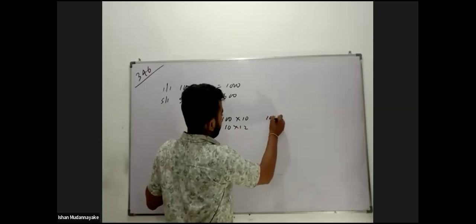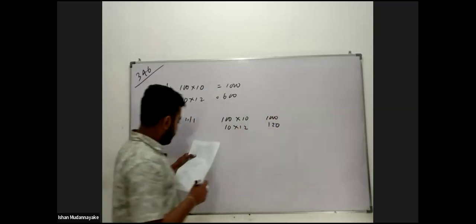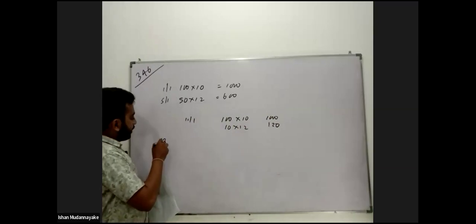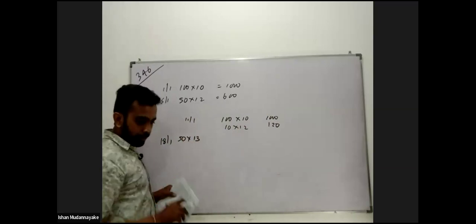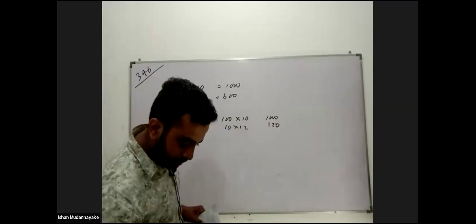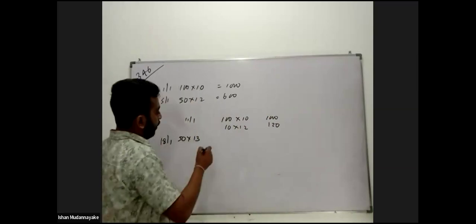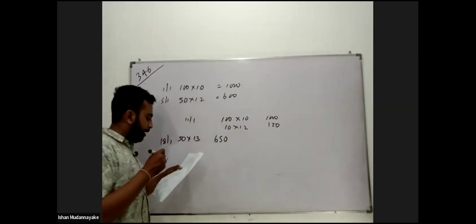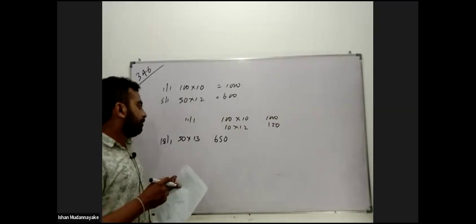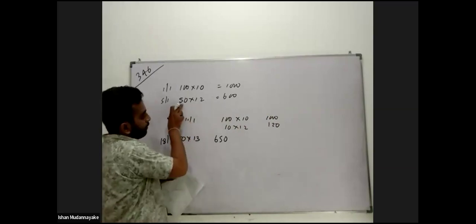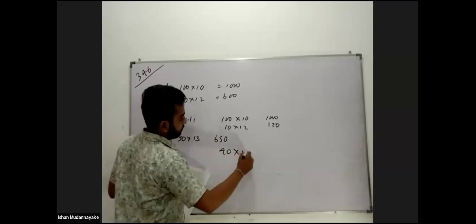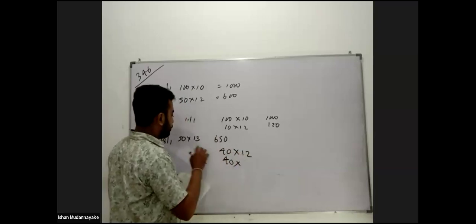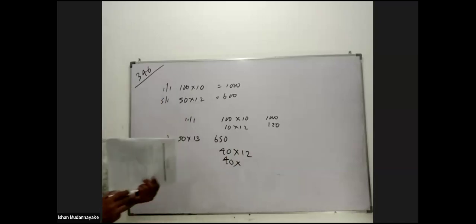On 18 January, 50 units at 13, 650. Again issue 80 units. Out of the 50 units purchased at 12, issue 10, then balance 40, balance 40 into 12.